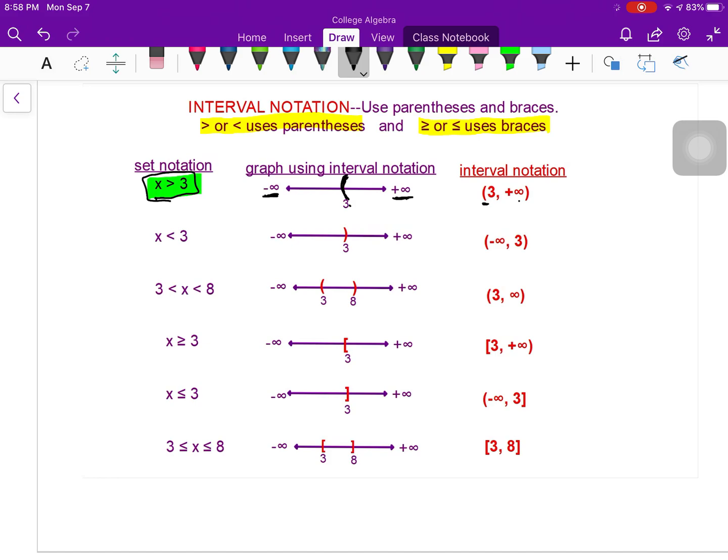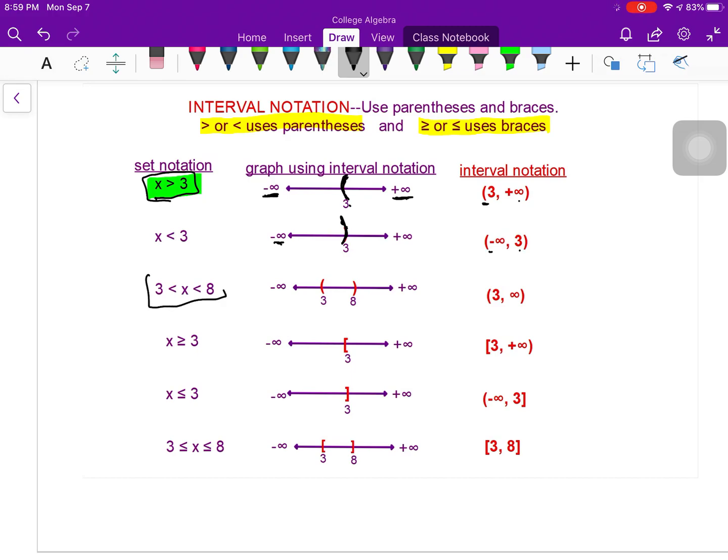Next is x is less than 3. So if it's less than 3, my parenthesis will open to the left. Always go left to right. In this graph, furthest to the left is negative infinity, and I go to 3, both in parentheses, because there is no equal bar, and you can never reach infinity.